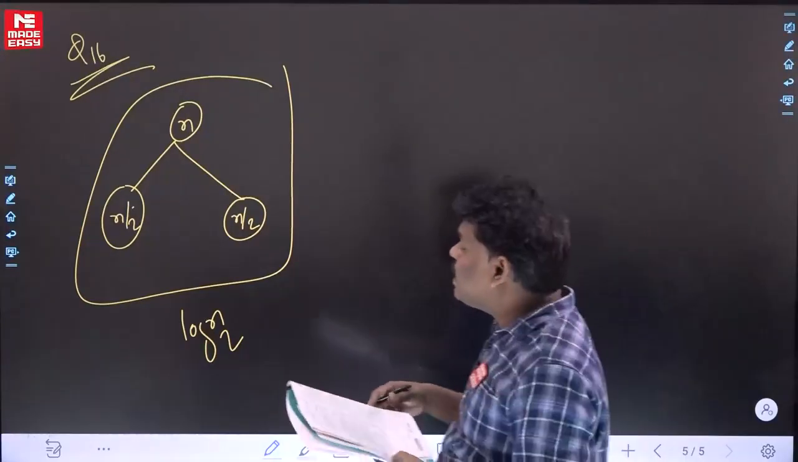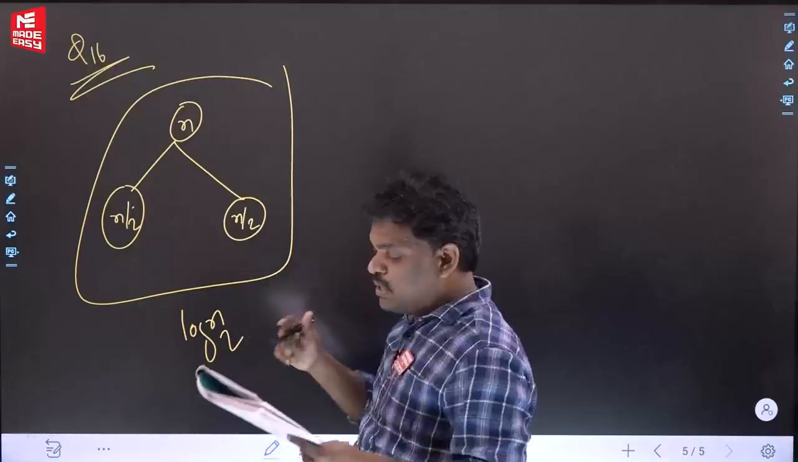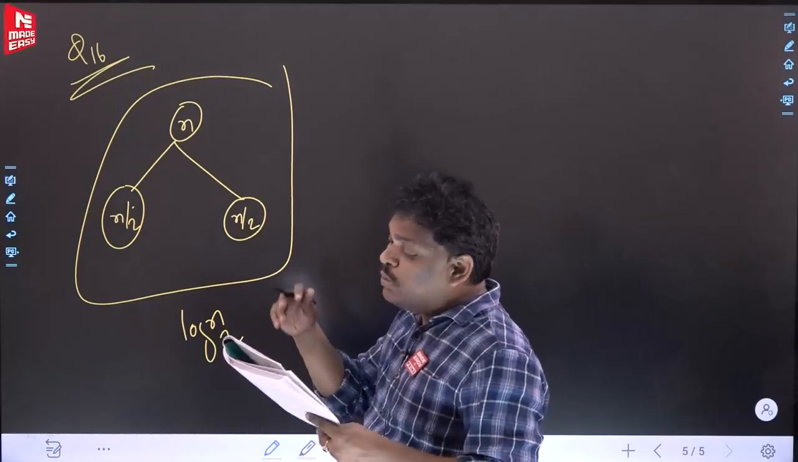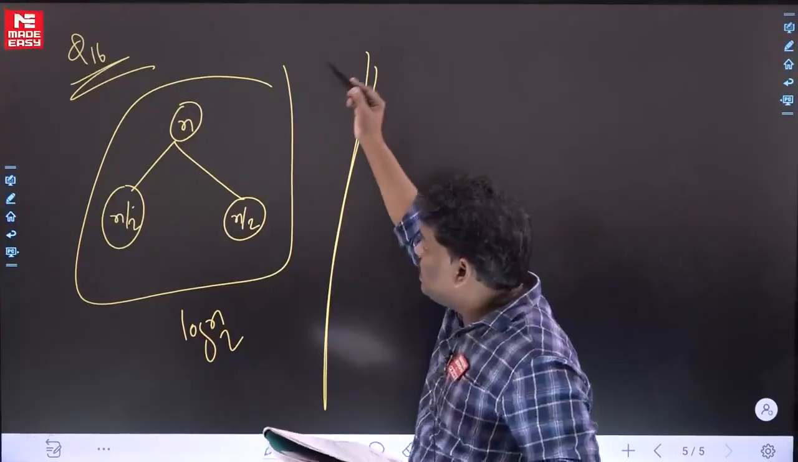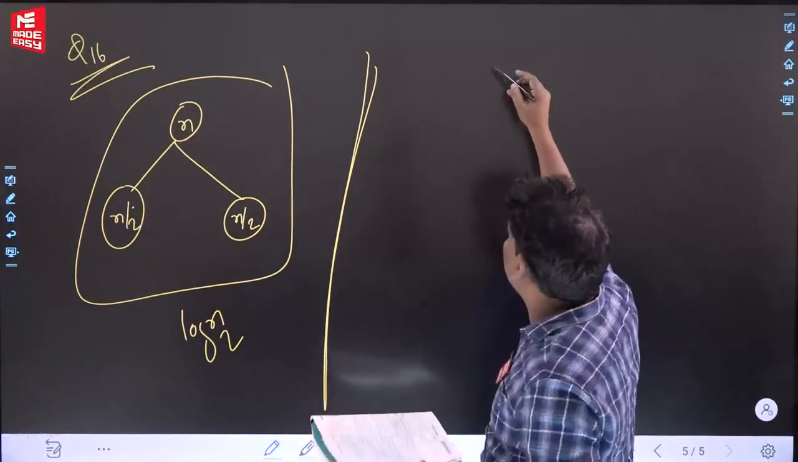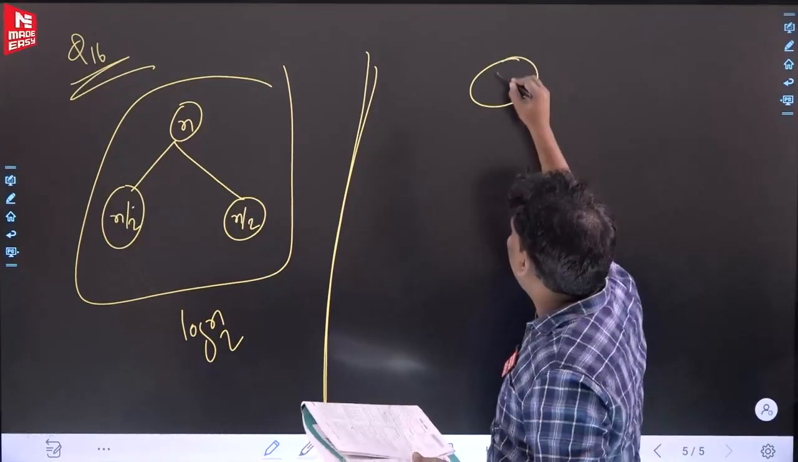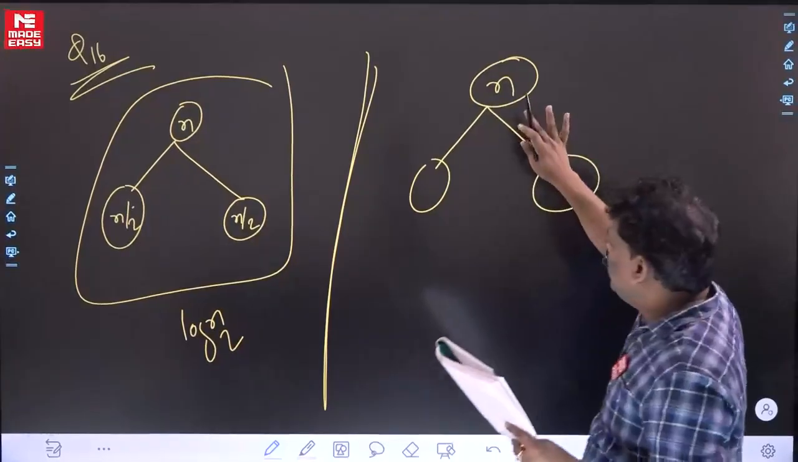Next, some people are asking: this weight balanced binary tree height is log n base 2, that is okay, but is only one weight balanced binary tree possible, or maybe many? Let me check. One weight balanced binary tree I drew, and I got to know the height is log n base 2. Let me try one more weight balanced binary tree. See this one? N nodes are there. Let me draw one more weight balanced binary tree with n nodes.